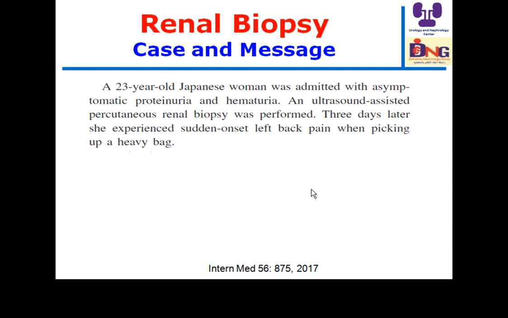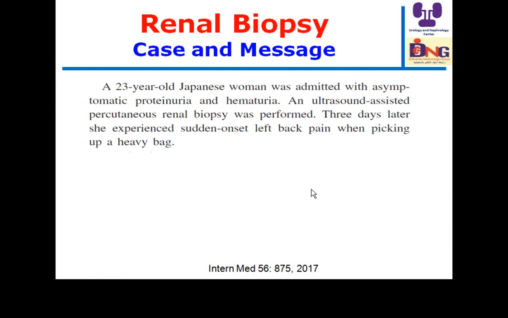Let us read this case. This is a 23-year-old Japanese woman who was admitted with asymptomatic proteinuria and hematuria. An ultrasound-assisted percutaneous renal biopsy was performed. 3 days later, she experienced sudden onset left back pain when picking up a heavy bag.